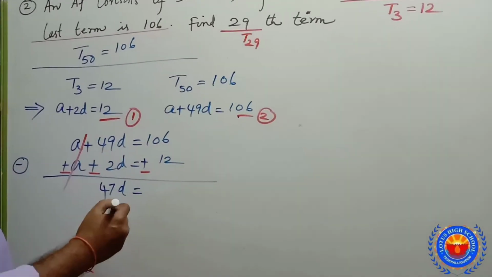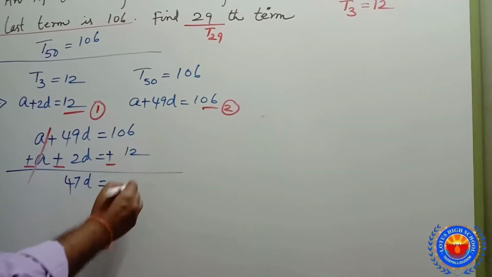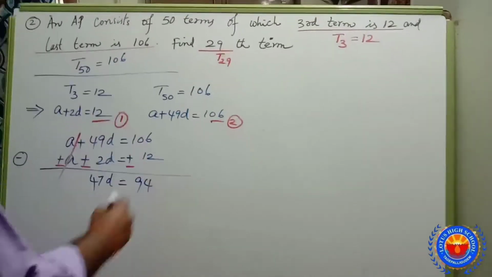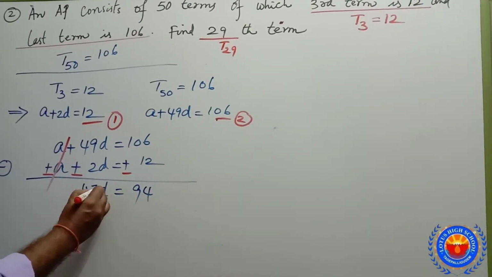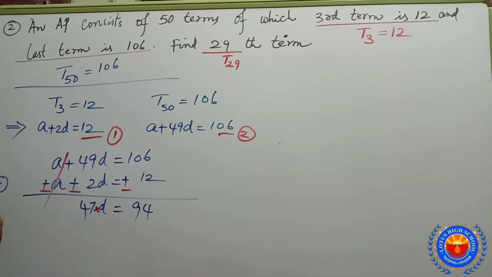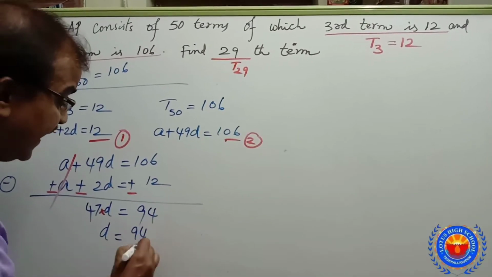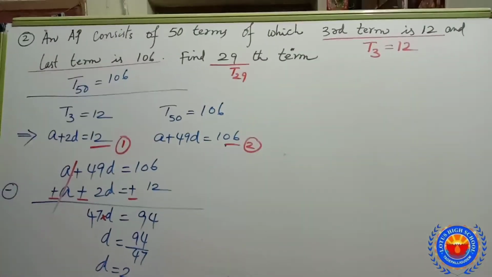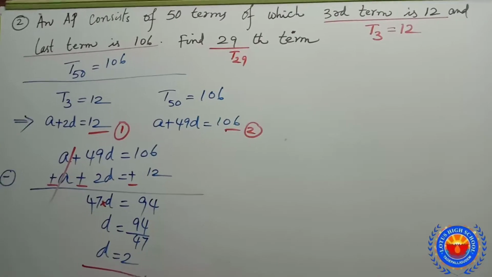47d is equal to 106 minus 12, which is 94. Now this is nothing but 47 into d. So d is equal to 94 divided by 47. d is equal to 2. I got the d value. d is equal to 2.